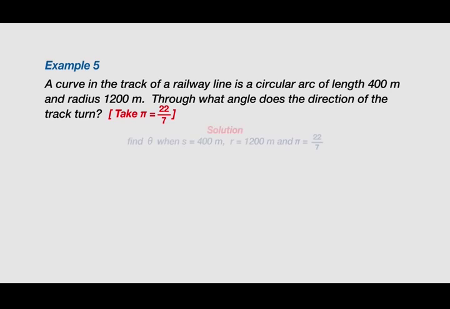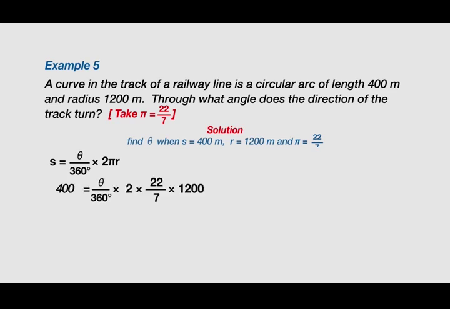Now, in this question, we want to find theta, that is the angle. The question says, the length of the arc S is 400 meters and the radius is 1,200 meters. Now, pi is 22 over 7. So again, we put down our formula. S is equal to theta over 360 times 2 times pi times r. Your S has been given in the question and it is 400. So you substitute. We don't know theta.